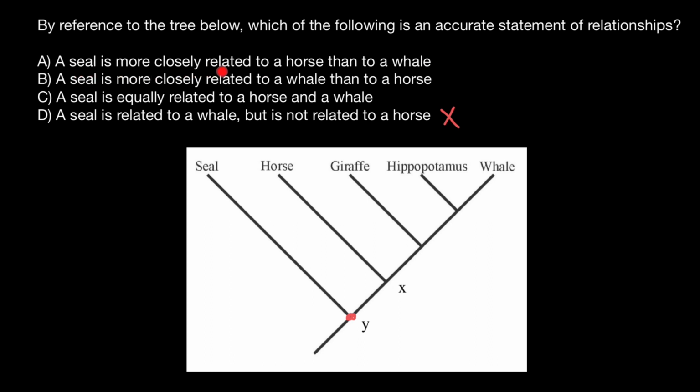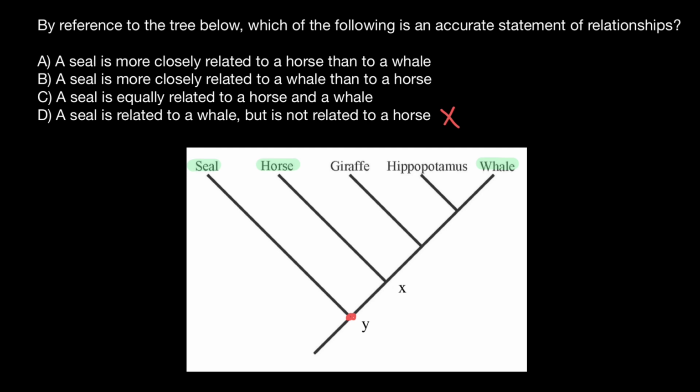A seal is more closely related to a horse than to a whale. All our questions today are going to be about the relationship between seal, horse, and whale. So is it true or not that a seal is more closely related to a horse than to a whale? They seem to be very close to each other here, and whale is going to be on the other side, but seal and whale live in the ocean, both mammals, so which variant to choose?